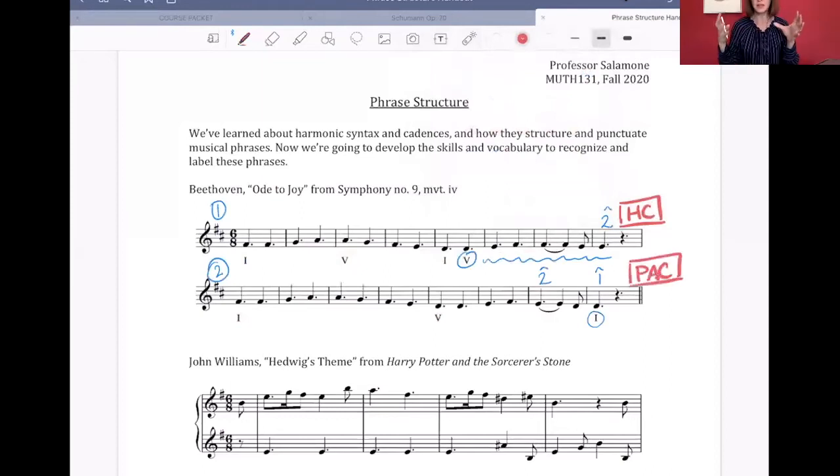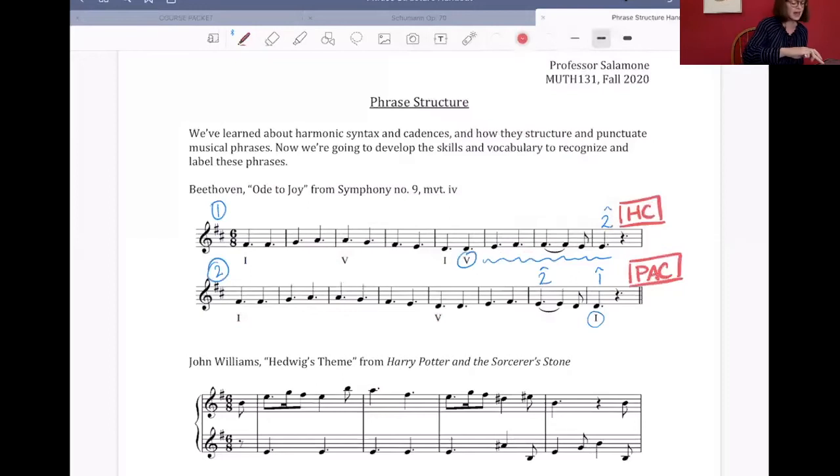To sum this phrase up, we've got 2 parts to it. Part 1, part 2. They're the same length, and they begin the same exact way. The only thing that's different is how they end. Part 1 ends with a weak cadence, in this case a half cadence, and part 2 ends with a stronger cadence, in this instance, a PAC.